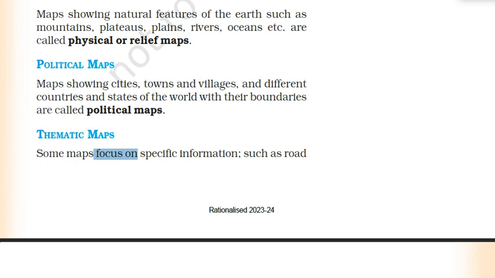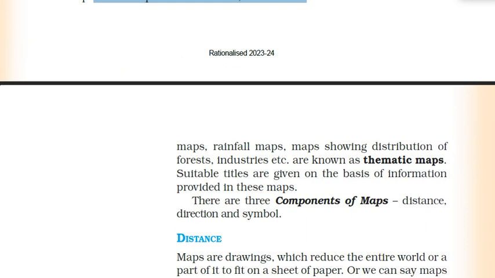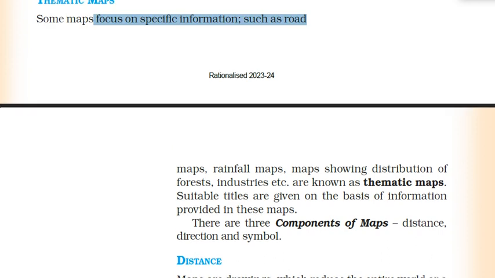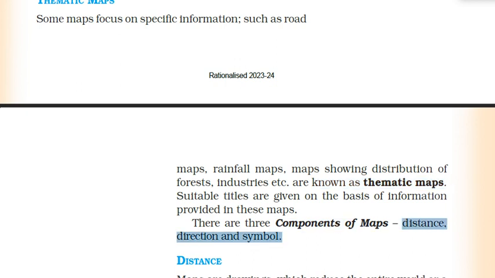Thematic maps: some maps focus on specific information such as road maps, rainfall maps, and maps showing distribution of forests, industries, etc. These are known as thematic maps. Suitable titles are given on the basis of information provided in these maps. There are three components of maps: distance, direction, and symbol.